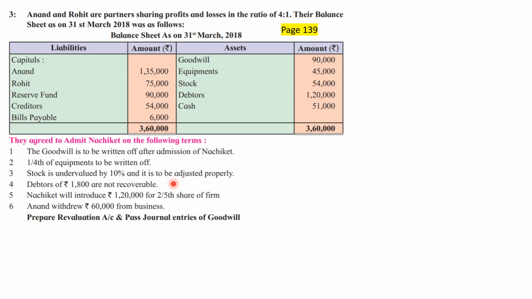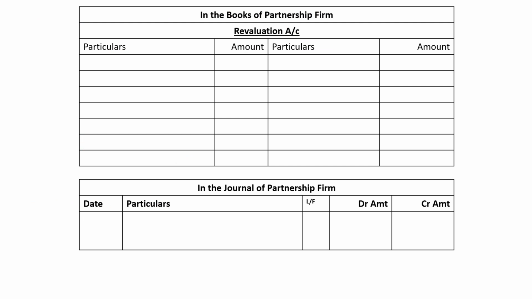That is the treatment which is given by the government textbook. So I am going to consider the government textbook method for the purpose of this particular problem. Okay, so draw these two different accounts. First account is in the books of partnership, revaluation account, and second, we are also going to pass a journal entry. So draw the format of journal.